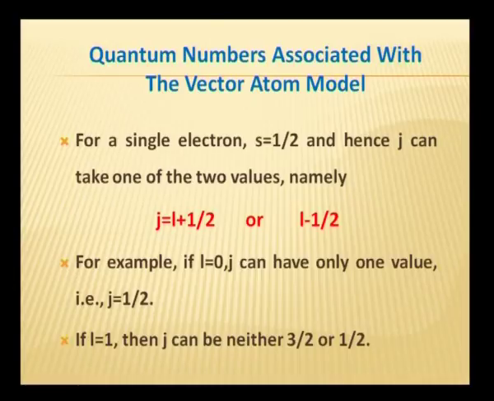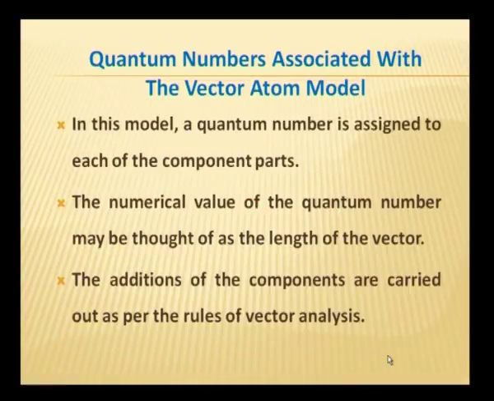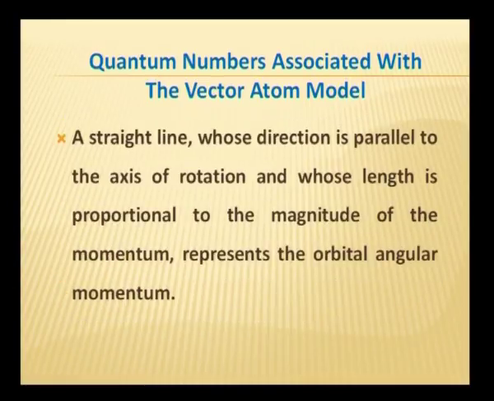It is the sum of the orbital and the spin momenta, both of them coupled together. So, the quantum number J will have values like 3 by 2 or 1/2. For a given J value, Mj will have 2J plus 1 orientations. So, in this model, a quantum number is assigned to each of the component parts. The numerical value of the quantum number may be thought of as the length of the vector. The additions of the components are carried out as per the rules of vector analysis.